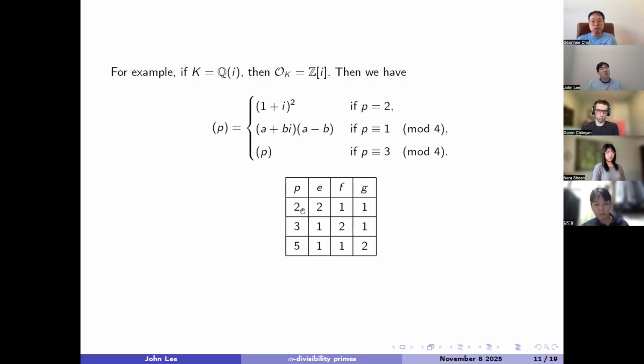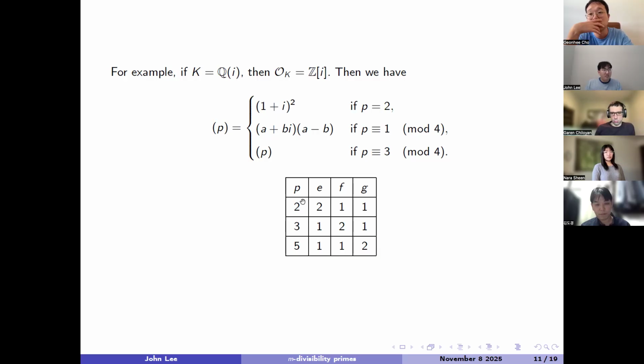So if p is 2, then we have ramification index 2. Inertia degree, I didn't show how to calculate the inertia degree, but that is 1. That should be 1, because we know that the product of all these three numbers should be 2, because that's the degree of K over Q. And g is the number of prime ideals appearing here. There's only 1. And of course, it can only be 1 because we already took 2 here, and the product of all these things should be 2.